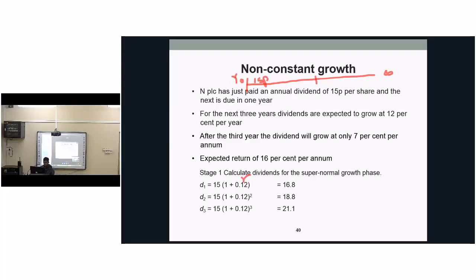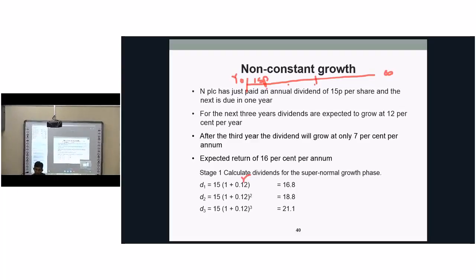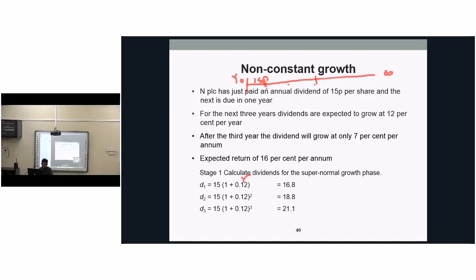In year 2, it will be twice. Therefore, it's going to be 1 plus r to the power 2. So D2 would be 18.8. In other words, 16.8 into 1.12. So if we go with the same rate in the third year, we expect the dividend to be paid is 21.1. So what we did was we calculated D1, D2, D3 for the next 3 years, what the dividend values would be, and thereafter it will grow at 7%. So we will apply this calculation for the first 3 years separately and from year 3 onwards separately.